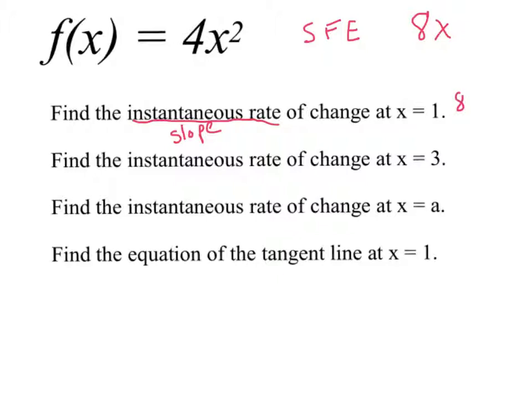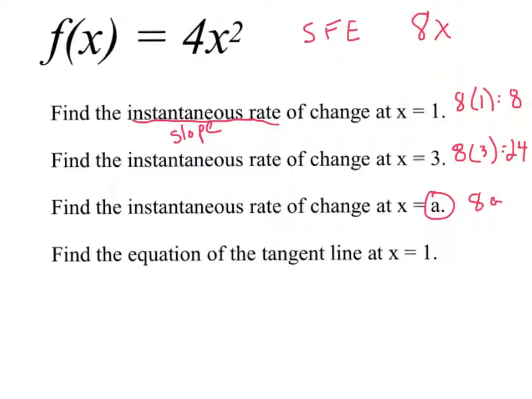So we just plug in 1. 8 times 1 is 8. Find the slope at 3. 8 times 3 is 24. So at any point I pick, all I need to do is multiply it by 8.